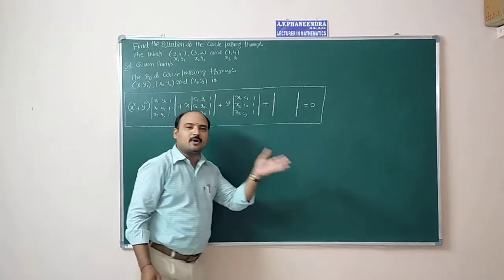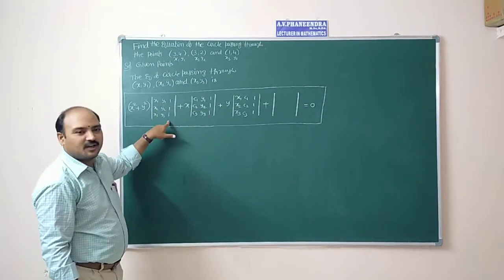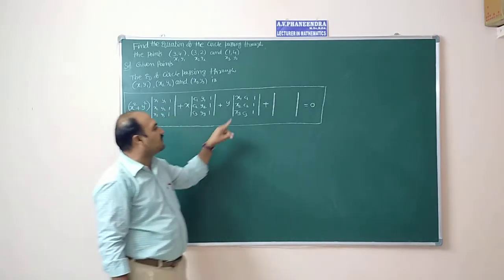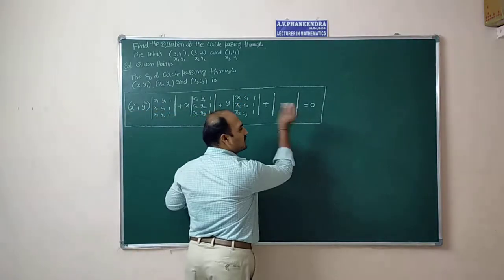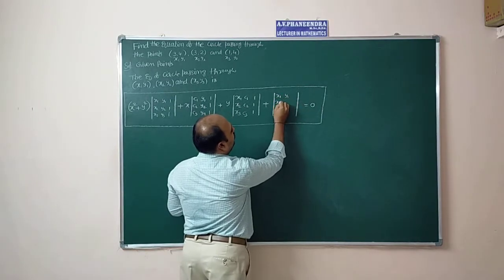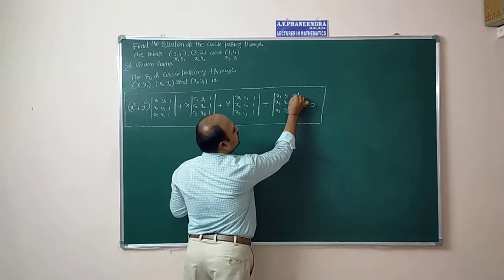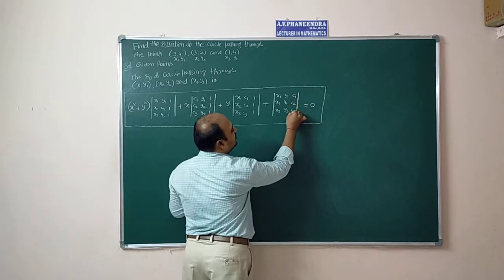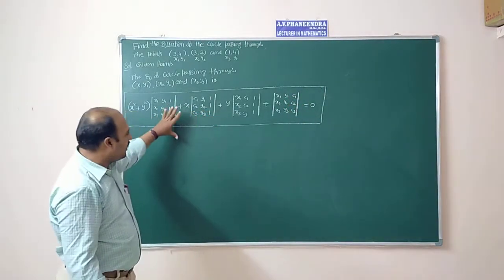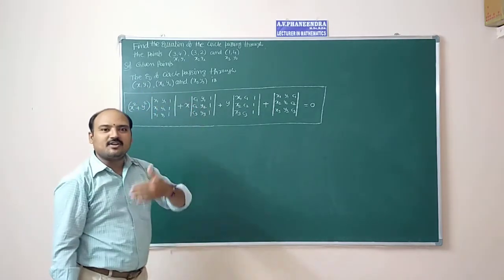In this last determinant, what we have to do? The third column 1, 1, 1 is there. This third column is replaced with C1, C2, C3. The rest of the columns will be the same: x1, y1, x2, y2, x3, y3, C1, C2, C3, equal to 0. This is the required equation of the circle passing through (x1, y1), (x2, y2) and (x3, y3).